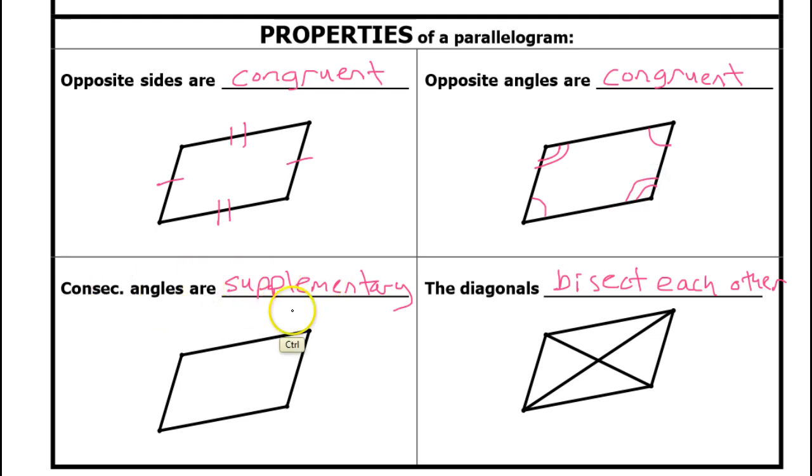Consecutive angles are supplementary. That means that this angle and this angle will be supplementary. So if I told you that this angle was 100, you would automatically know that this angle was 80 because they have to add up to 180. And finally, the diagonals bisect each other. That means that this piece of the diagonal and this piece of the diagonal will be congruent, and this piece of the diagonal and this piece of the diagonal are congruent.